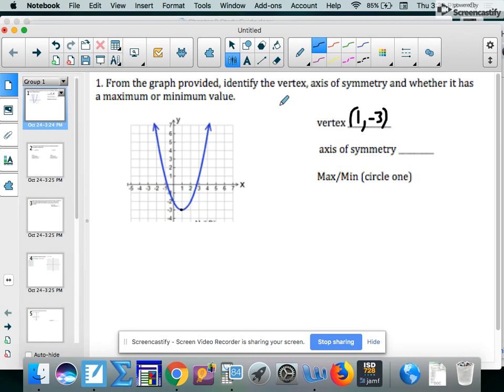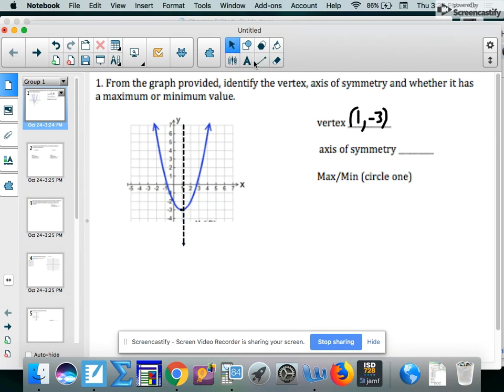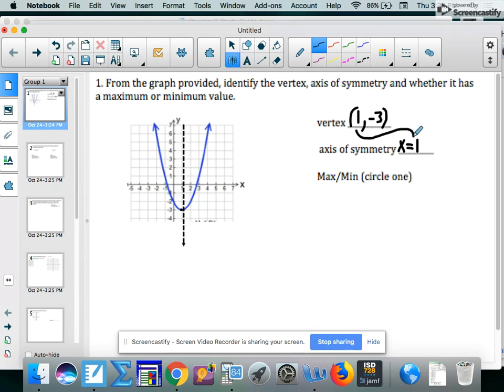Remember, the axis of symmetry is the dotted line that goes through the middle of your parabola. And another way to think of it, it's always the x of your vertex. So we always start them off as x equals, because it's the equation of that line, and it's all the x's that equal 1. So again, this should match the x of your vertex. They should be the same.